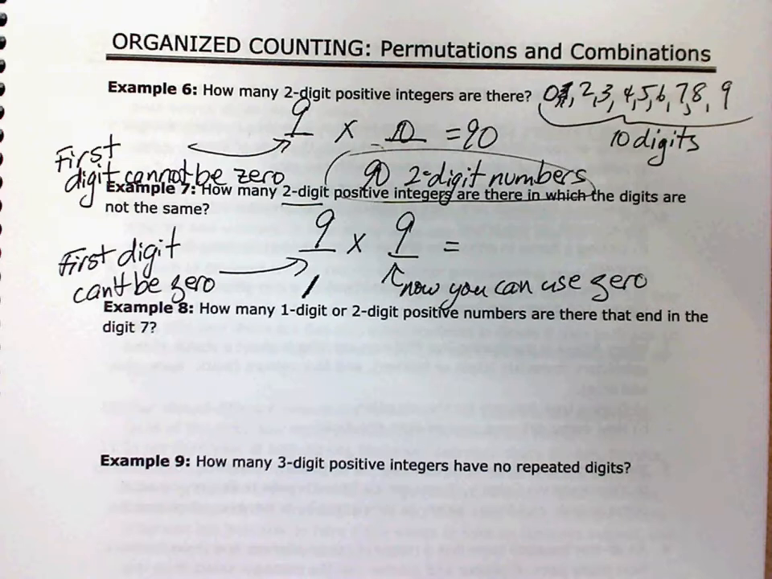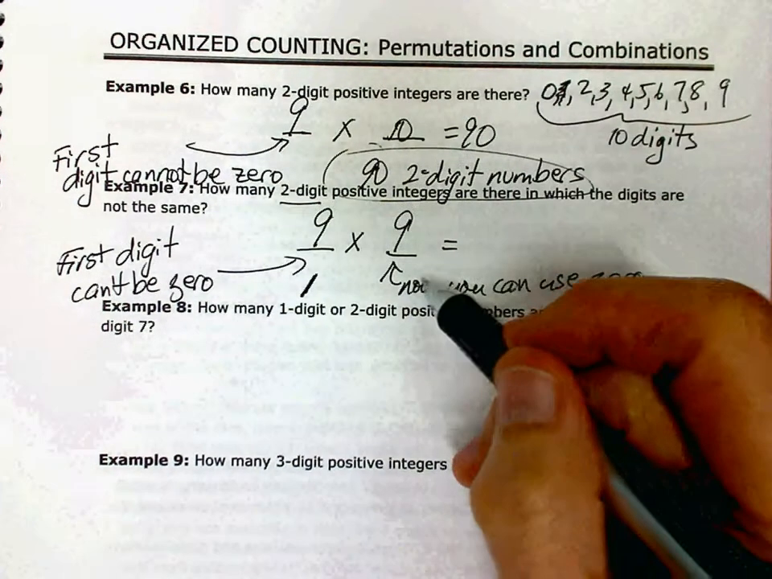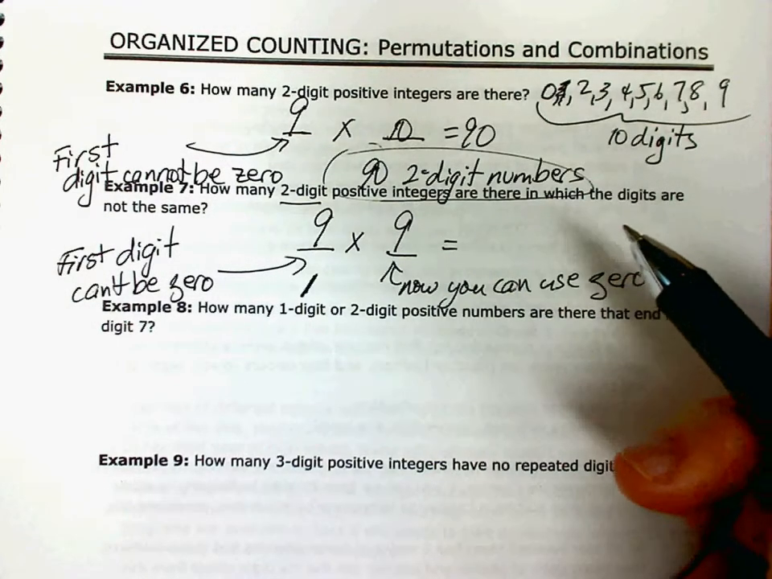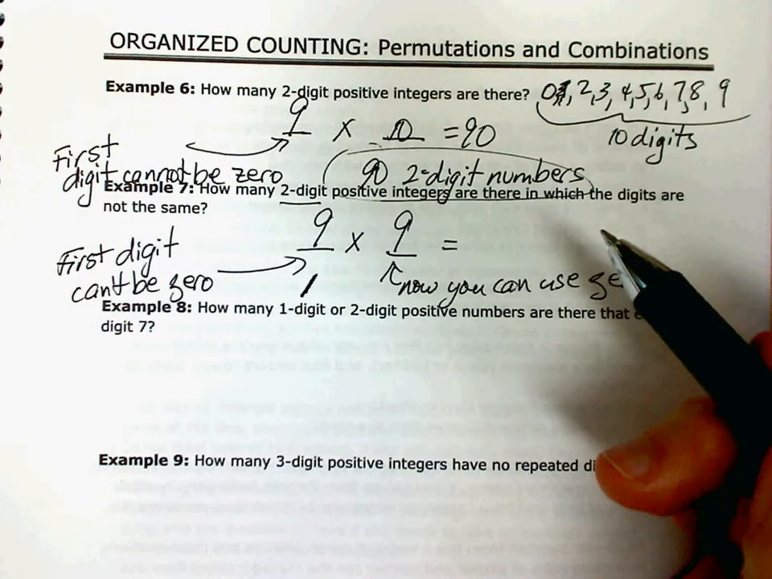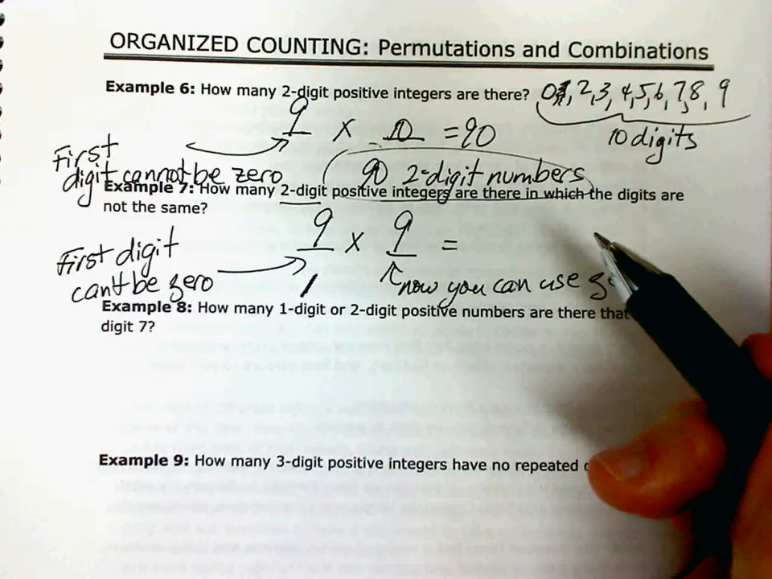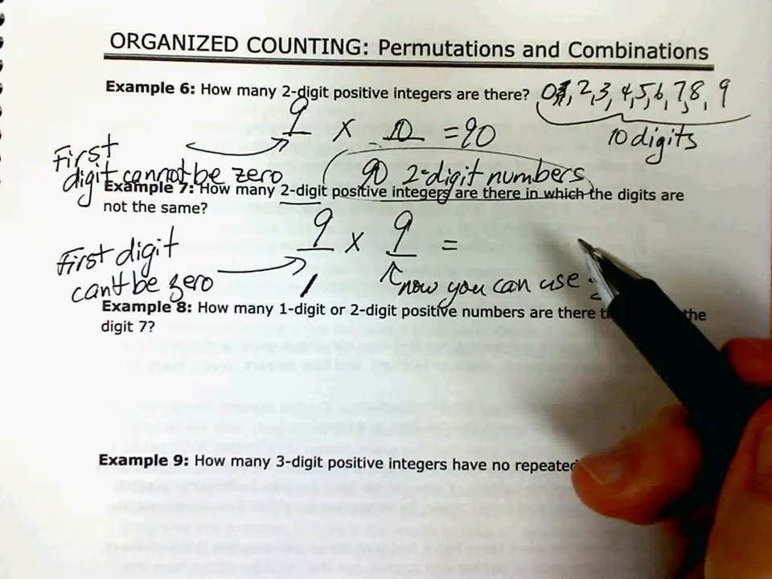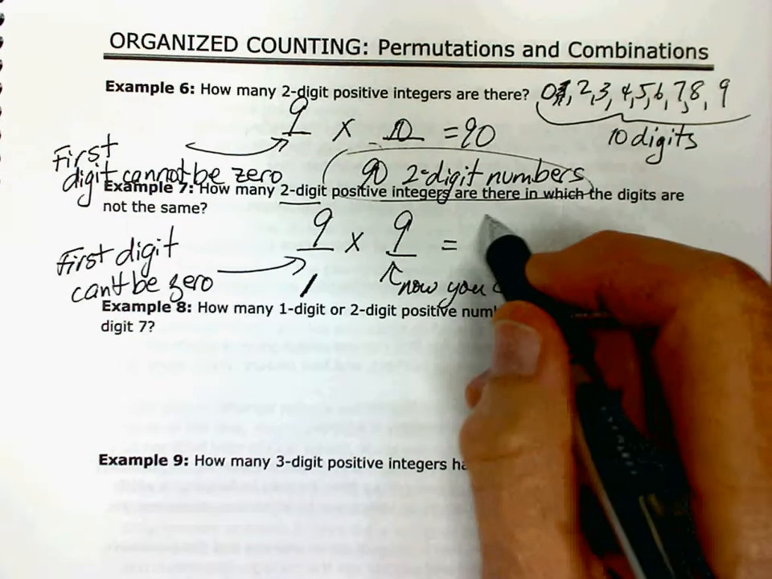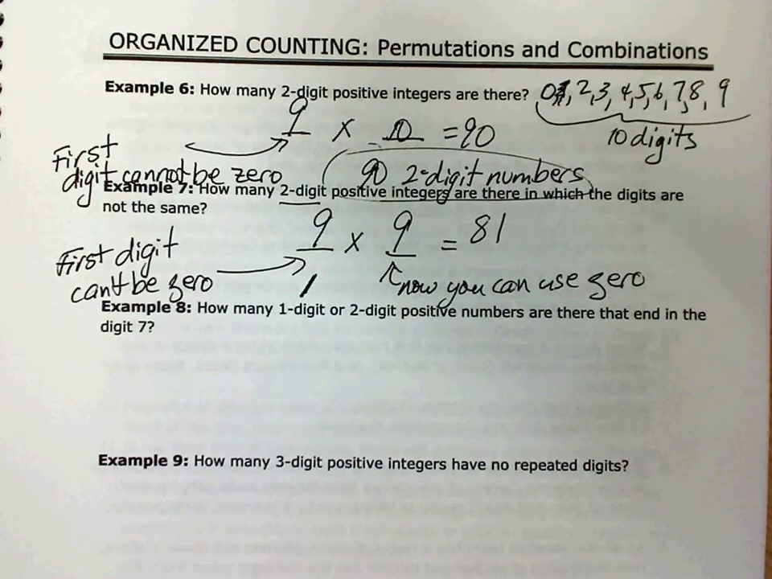Or you can say that there are 9 choices in question 6. There are 9 choices where it's a two-digit positive integer with the same digit. So 90 minus 9 is 81. Oh, okay. Yeah, you could do that as well.